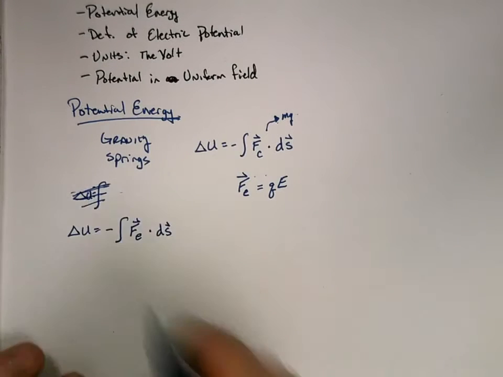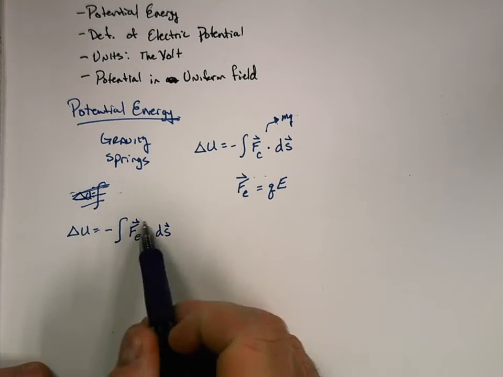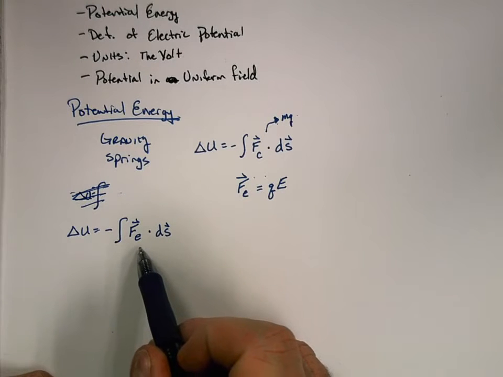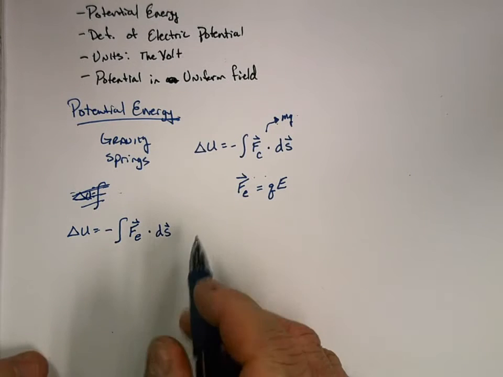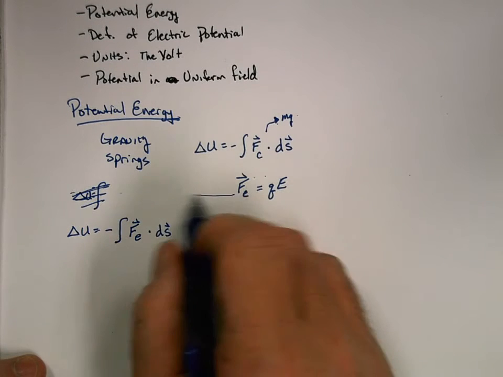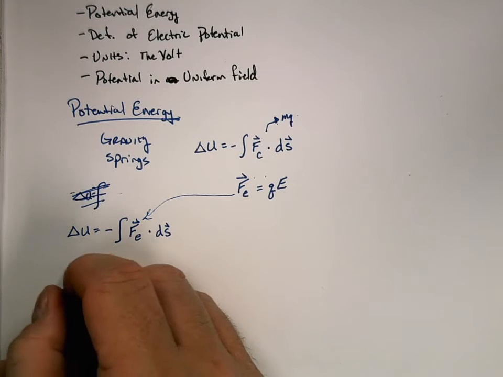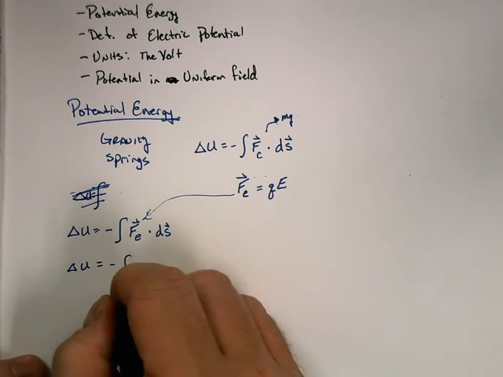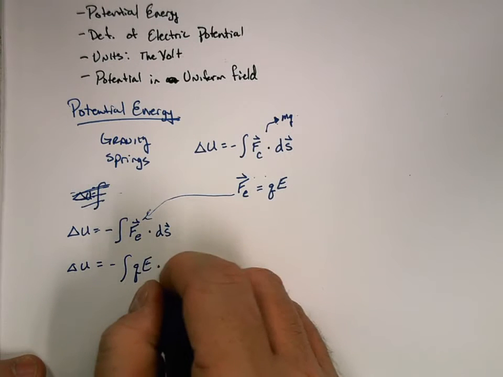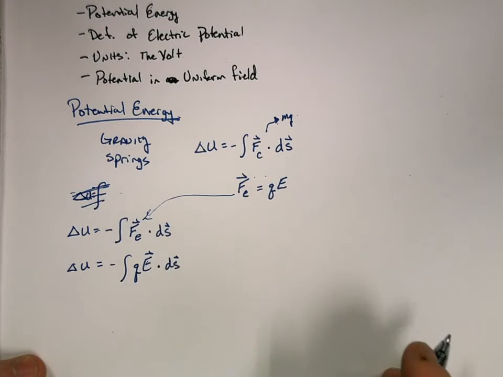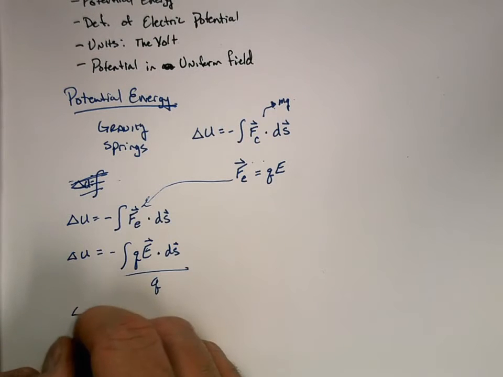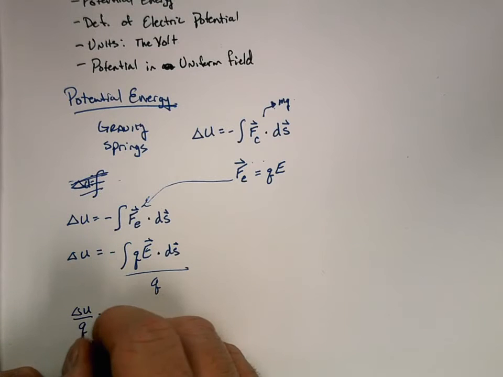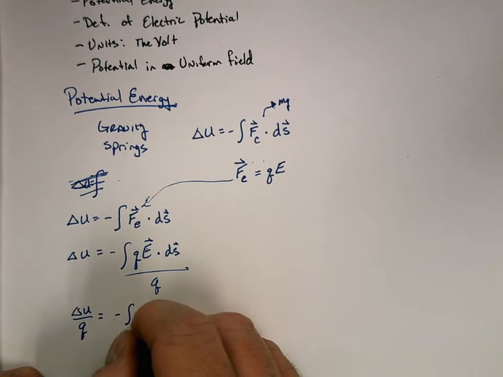Okay, so we're going to have the same situation, that our potential energy is going to decrease as the electric force moves an object along its path. So it's exactly the same equation, but we can throw this in here, and we get delta U equals negative integral of q E dot ds. But if q is our test charge, then we can divide this whole thing by q, and if we divide our potential energy by q, we get negative integral of E dot ds.